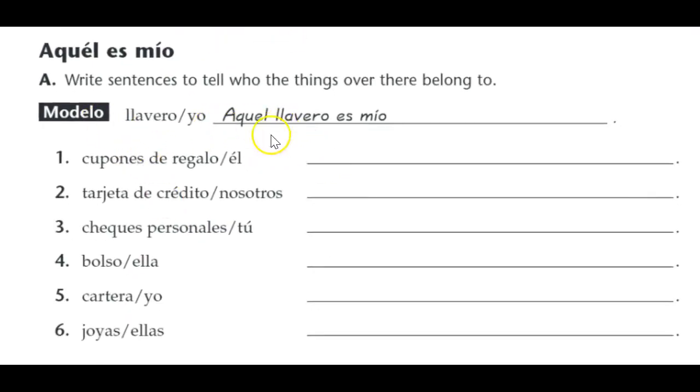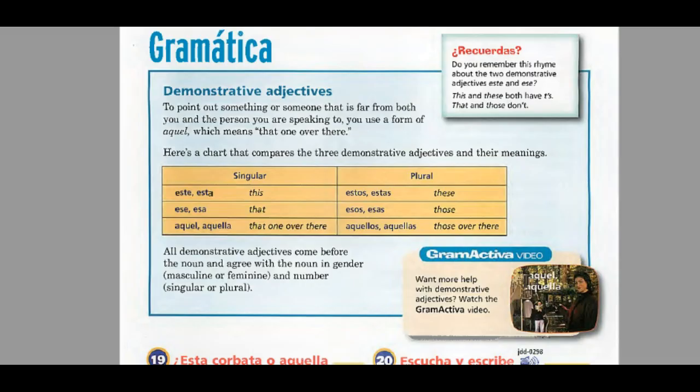We need to look at how do you say "that one" and so on and so forth. So let's do it. Demonstrative adjectives. Demonstrative. Think of demonstration. What do you do for a demonstration? You show something. A demonstrative adjective shows something. It points out something, just like you would do for a demonstration. To point out something or someone that is far from both you and the person you're speaking to, use the form of aquel, which means that one way over there.